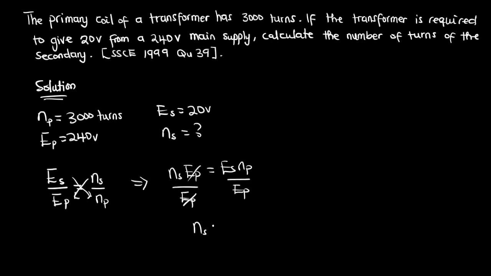So the number of turns in the secondary is equal to my ES, which is 20 volts, multiplied by the number of turns in the primary, which is 3000, over the EMF in the primary, which is 240. Okay, so if I compute all of this into my calculator, I'm going to get 250 turns as the number of turns in the secondary coil. Are we okay? All right, so this is the solution to this particular problem.